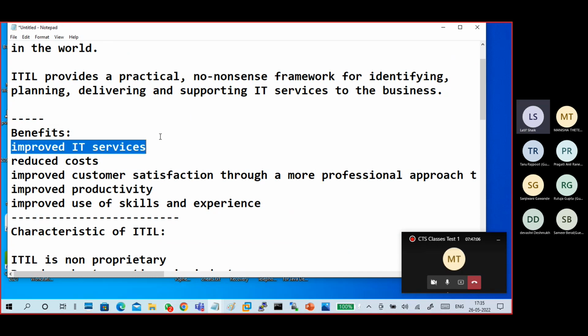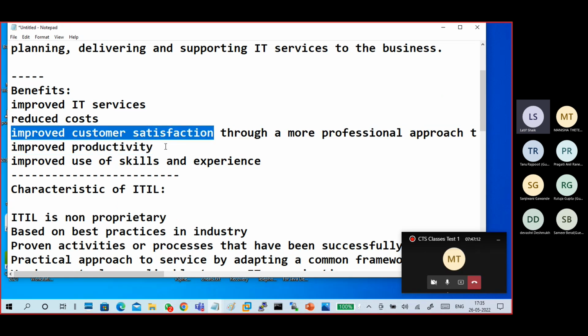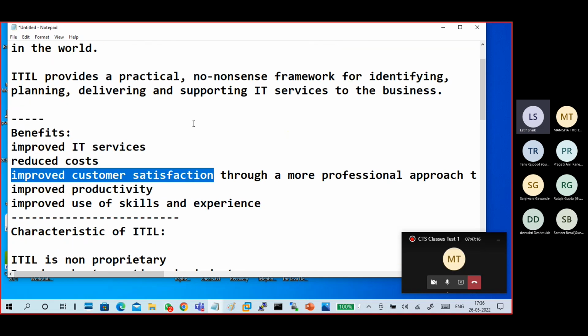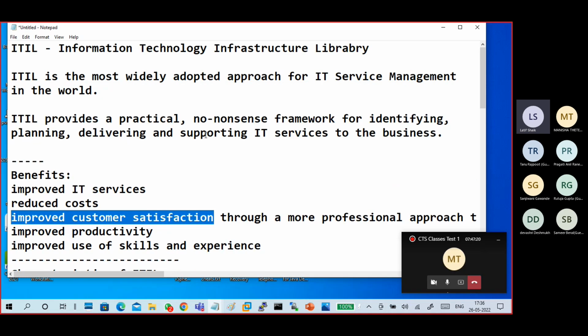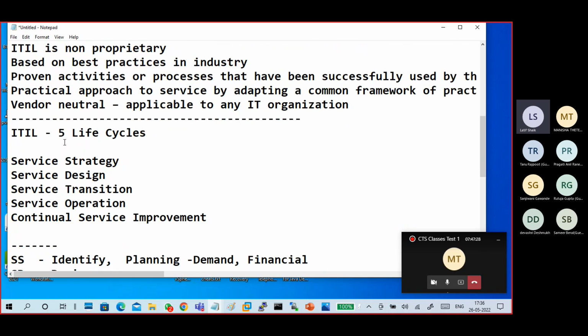The improvement of services improves productivity. It improves customer satisfaction. Of course, it reduces the cost also. This is the whole point of your ITIL, guys. So ITIL provides a practical, no-nonsense framework for identifying, planning, delivering, and supporting IT services to the business.